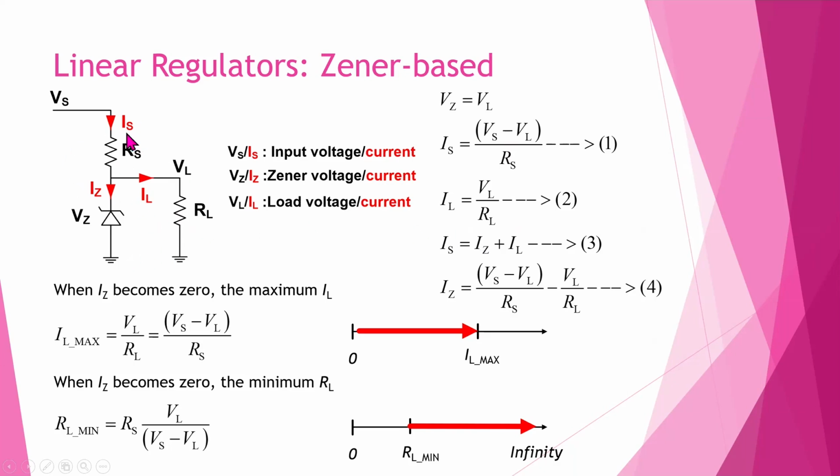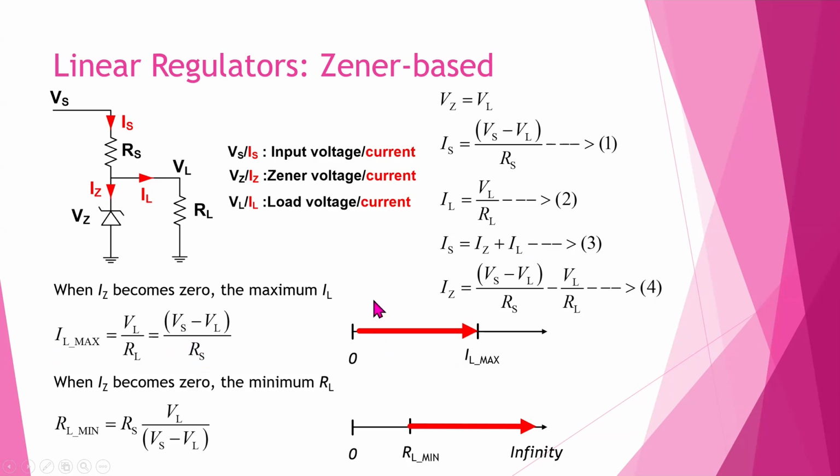So according to this schematic, we can also write an expression for the IS. IS is given by IZ plus IL. So now we can substitute equation number 1 and equation number 2 into equation number 3 to obtain the expression for the IZ, which is given by this one. So we need to understand, in order to maximize the load current, we have to reduce the Zener current. We can obtain the maximum load current at the time when the IZ becomes 0. So now the maximum load current is equal to the voltage difference Vs minus VL divided by Rs.